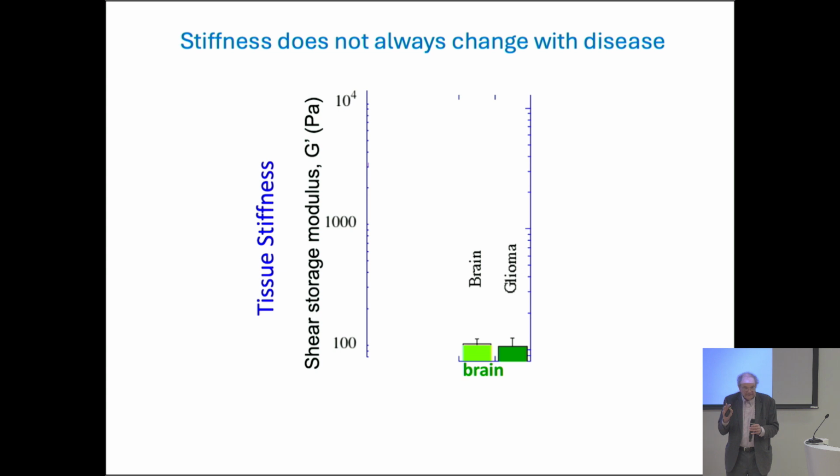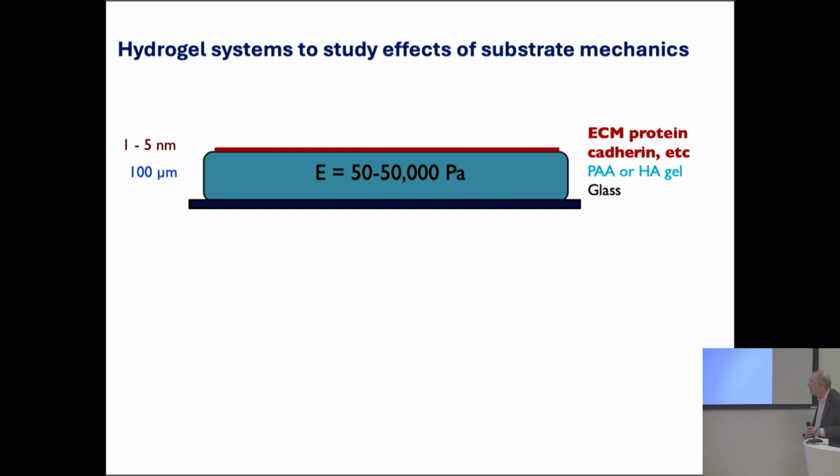But they are mechanically different. They are mechanically different not because the elastic part is different, but because the viscous part is different. And I think Professor Sock will talk a little bit about that. Okay, so what to do about this stiffness?